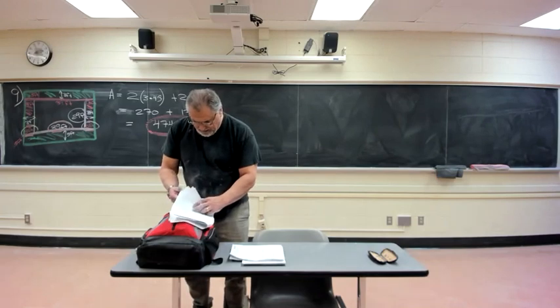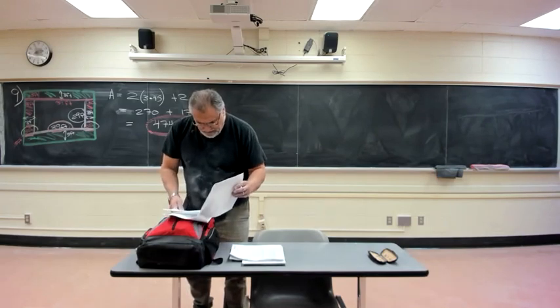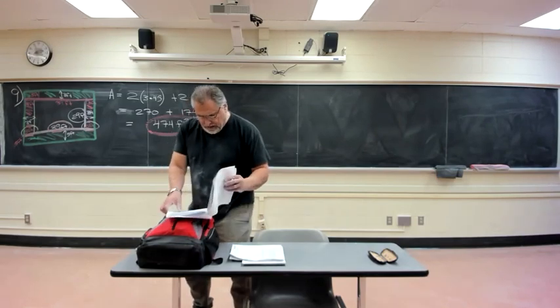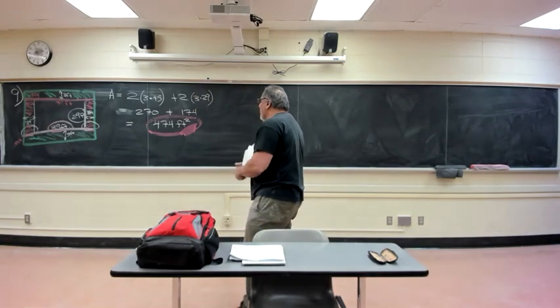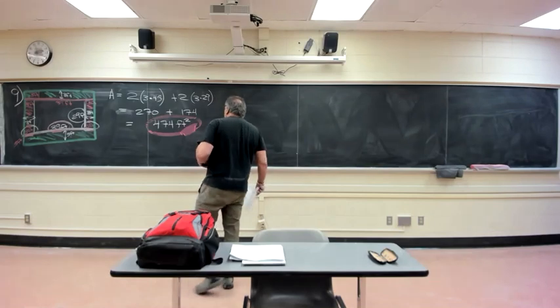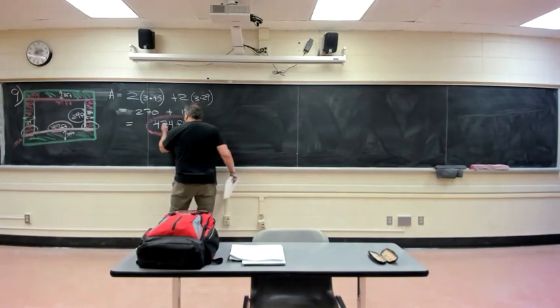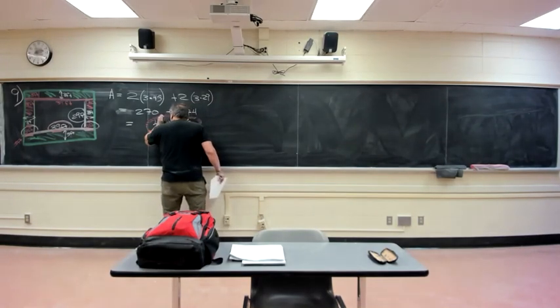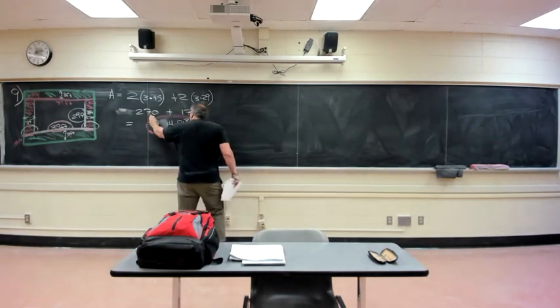So let's see what we got here. Looking at number 9. Okay, I'm already getting different numbers here. Why is it doing that? It's doing that because I'm wrong. Actually, let's do that again. 270.